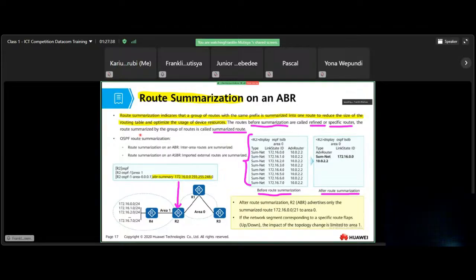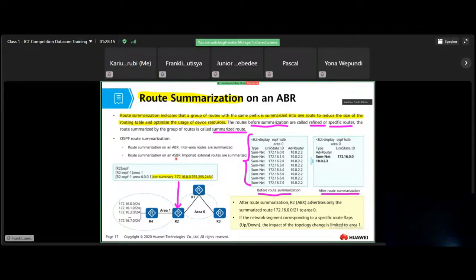So OSPF route summarization can happen on an ABR or on an ASBR. On an ABR, inter-area routes can be summarized. What do we mean by inter-area routes? These are routes from different areas, say, for example, area 1 and area 0. So we can summarize these routes at the ABR. We can also summarize external routes. External routes are learned where? On an ASBR, Autonomous System Border Router.